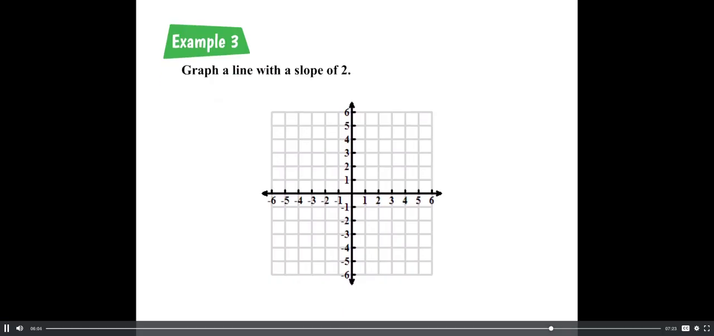Example 3. We'll do this problem together. Graph a line with a slope of 2. Answers may vary on this question, but the graph created needs to have a slope triangle that moves up 2 units and moves to the right 1 unit.